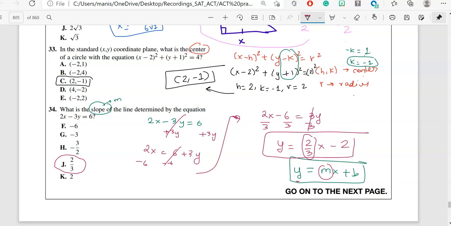Alright, so at the end I will again say the same thing. Please pause the video each and every time before looking at a new problem and then solve it, and then check your answer with my answer over here.